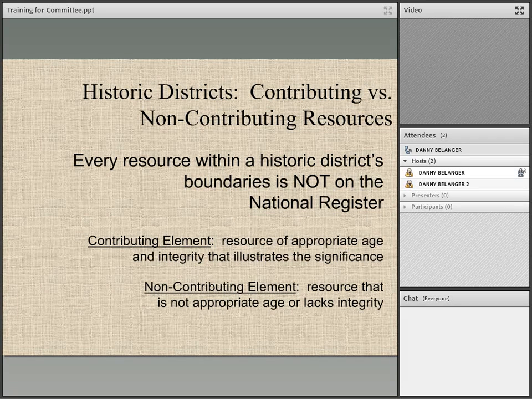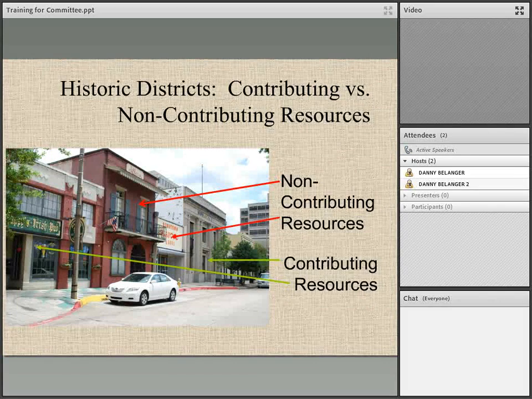Contributing elements are resources of the appropriate age and integrity that illustrate the significance. And conversely, a non-contributing element is not of the appropriate age or lacks integrity. So for example, if our period of significance went through 64 and you had buildings built in the 80s, generally these will be non-contributing elements. Or if you had a building built in the 30s that was severely altered, this would also be non-contributing.